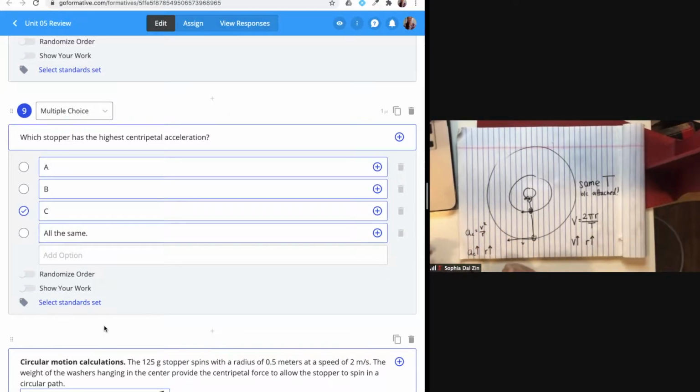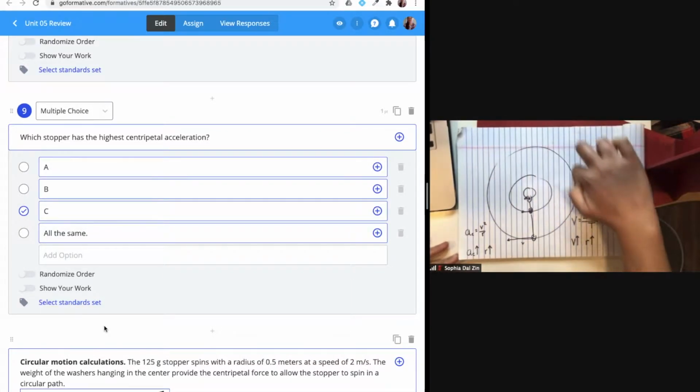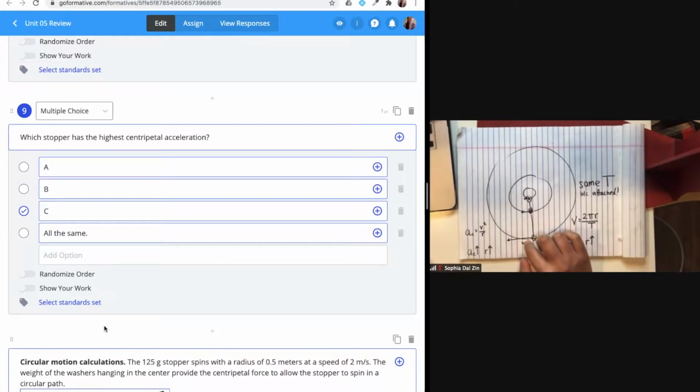Because think, this would require more force to make that turn. It has to go such a large distance in the same amount of time. It required more force and therefore more acceleration. You could also think of this in terms of proportions. If you had twice the velocity and twice the radius, you also have twice the acceleration, because it'd be 2 squared over 2.